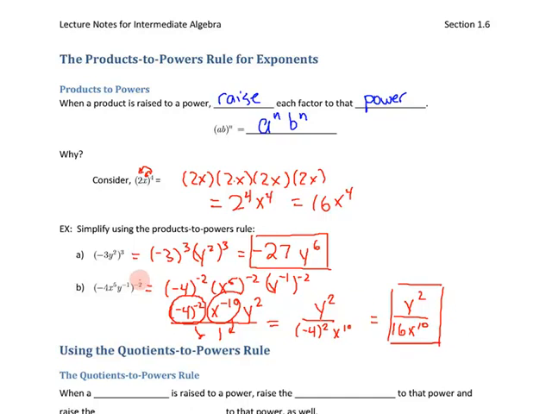So I distributed the minus 2 to every factor inside, and then I applied my other rules to help finish the simplification process.